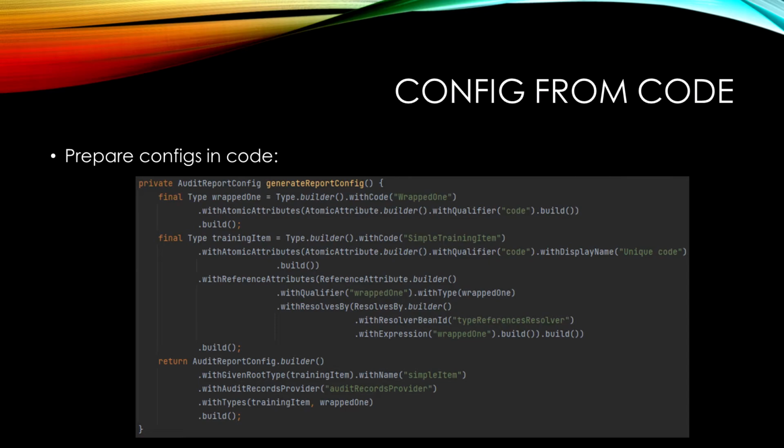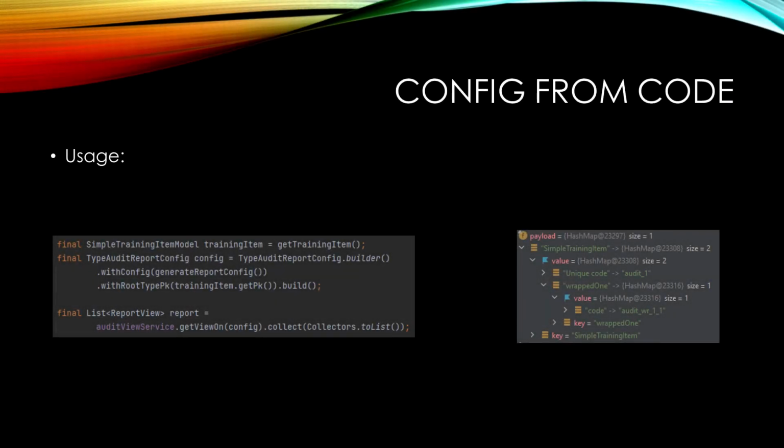XML is a very readable and convenient way to define the report configurations, but you can also write them in Java code. Audit Report Config class provides the builder that can help you to specify types and build whole report configuration. Such configuration is later passed to the Audit View service and report is ready.